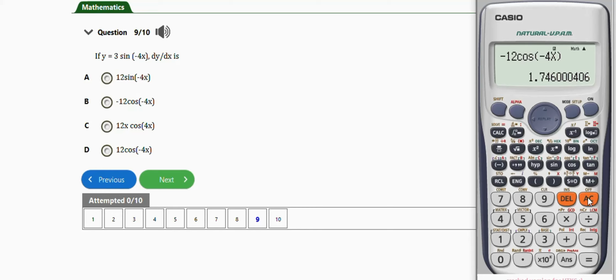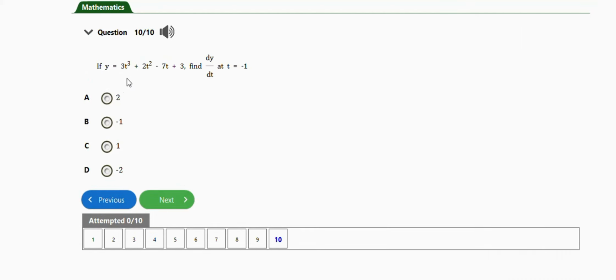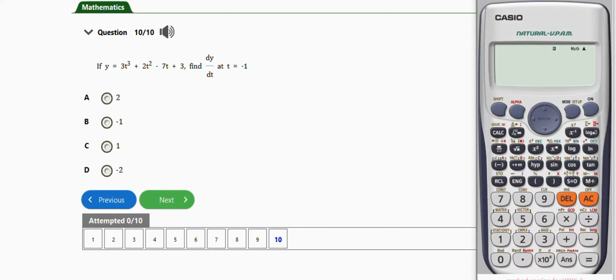So lastly, let's check question 10 before we end the video, which is this one. It says if y equals this function, find the derivative dy/dt at t equals -1. Okay, so let's run a calculator. Now guys, pay attention to this very particular question.